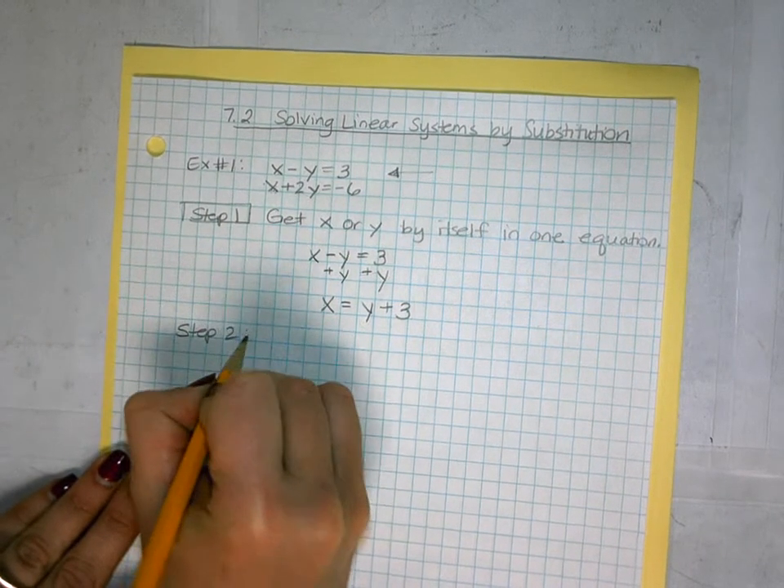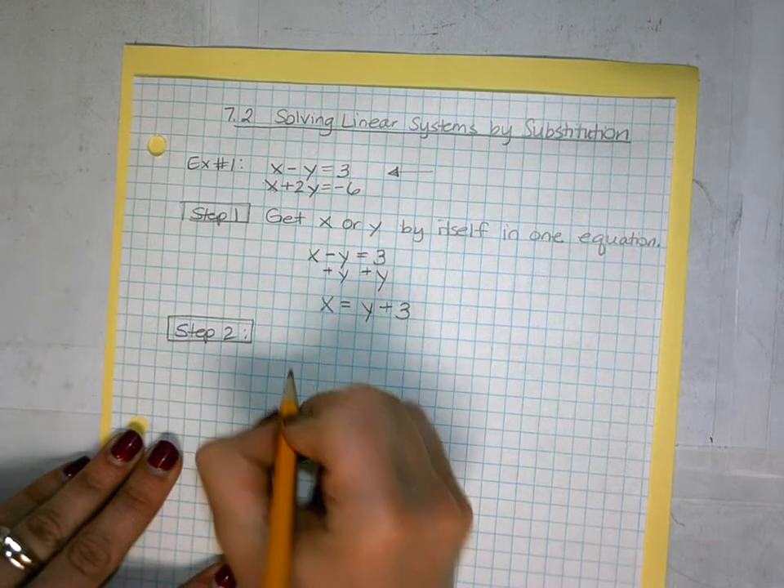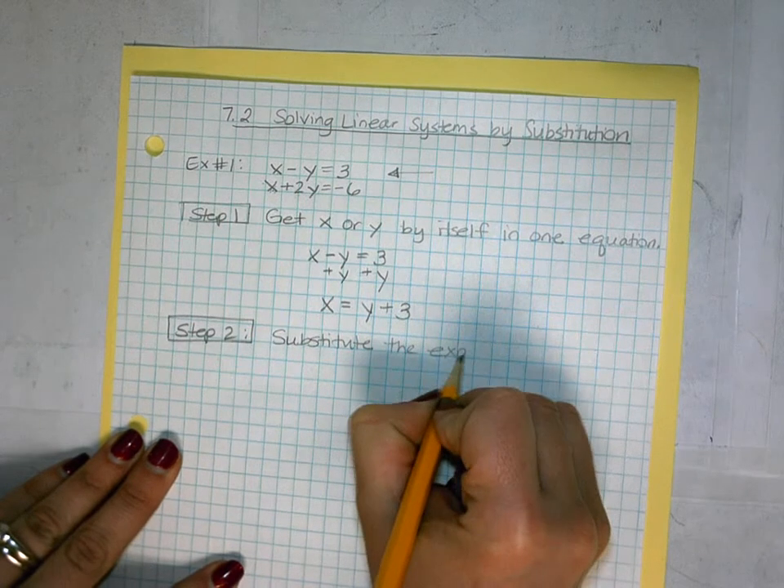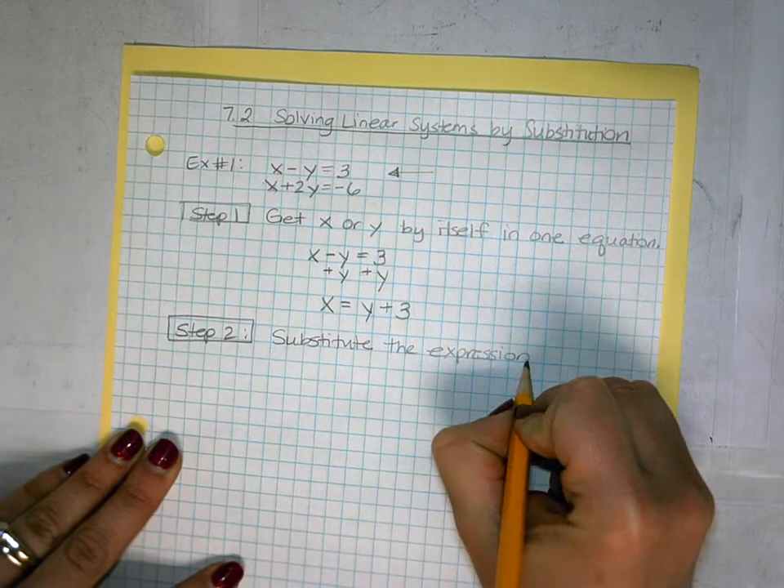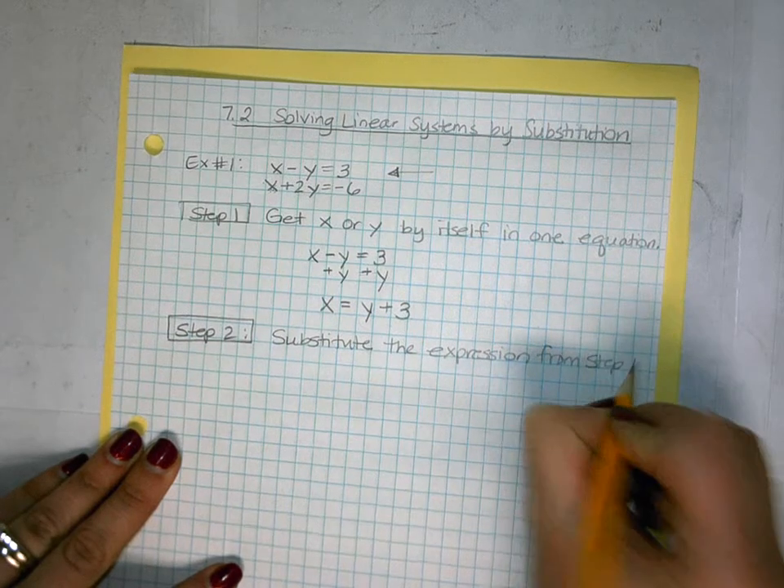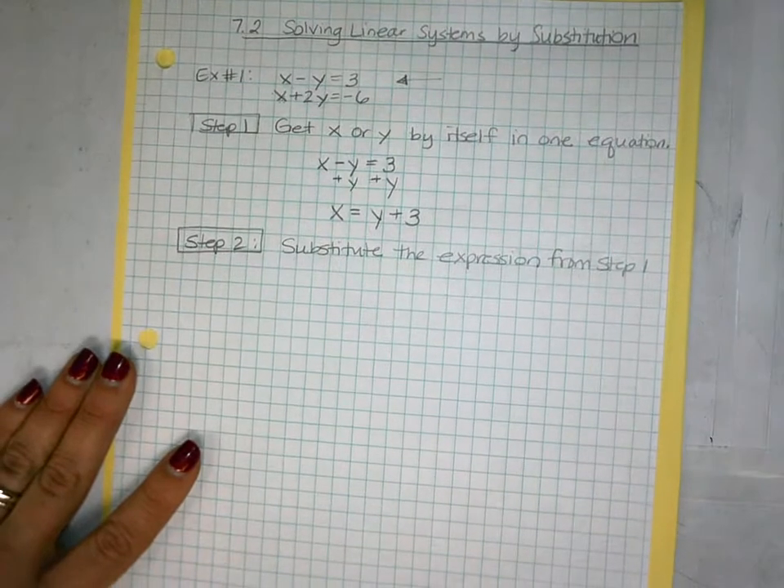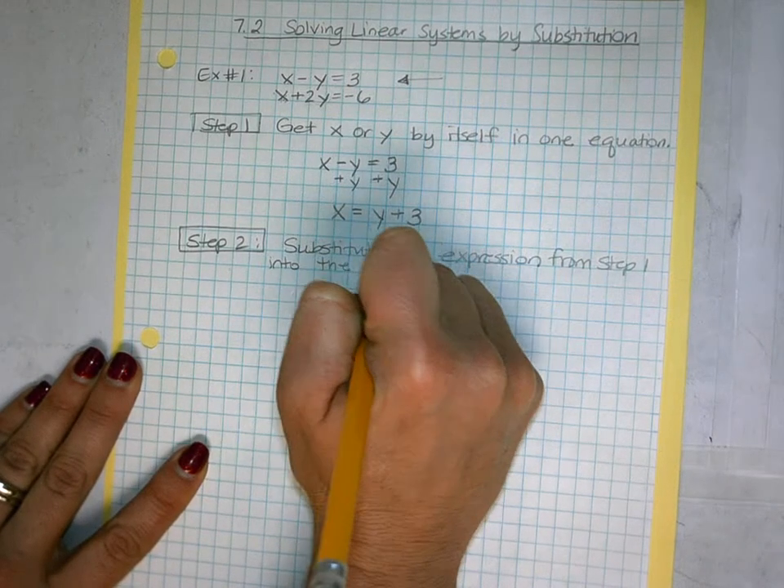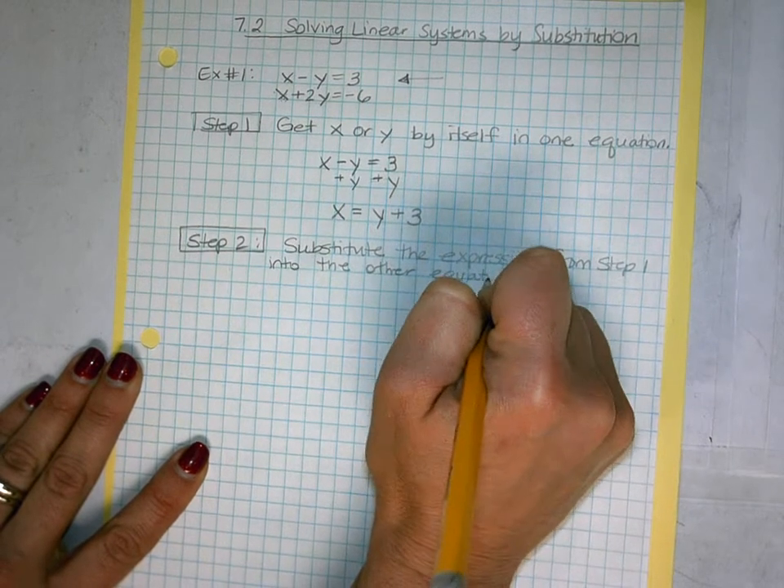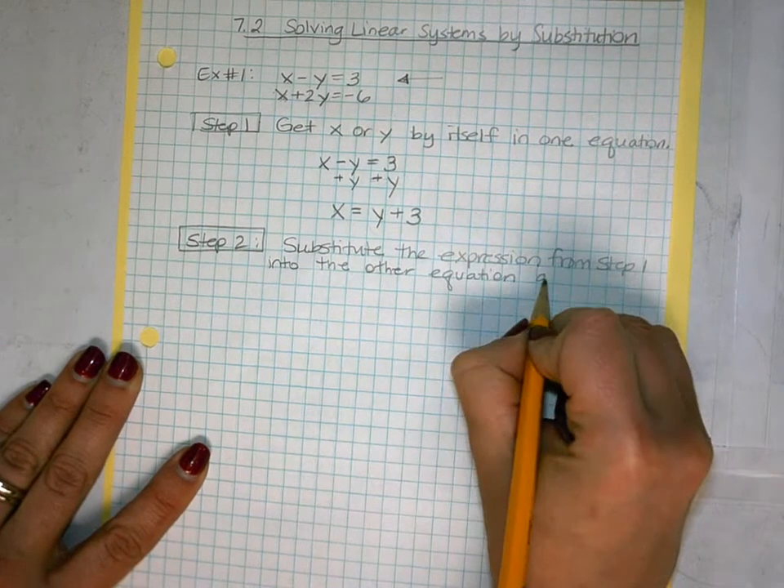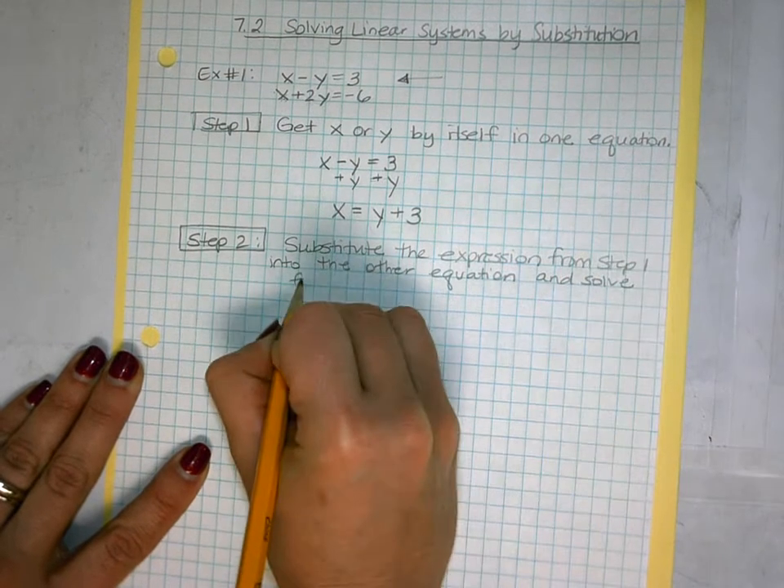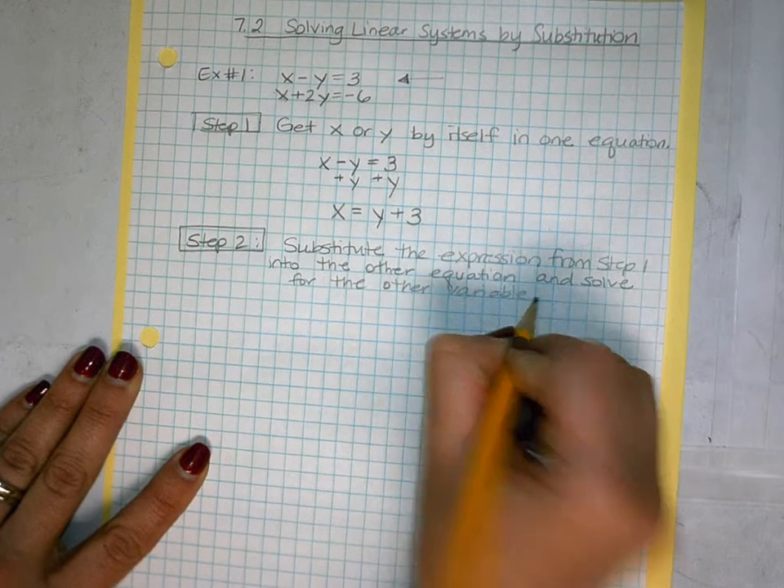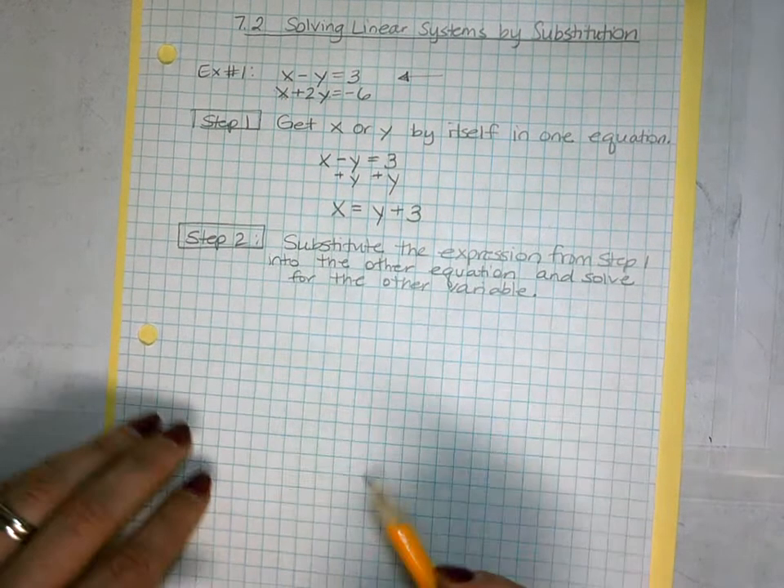So here's step 2. Let's write it down in words, and then I will show you mathematically. We are going to substitute the expression, which is the part that doesn't include the equal sign, from step 1, into the other equation and solve for the other variable. So solve for the variable you have. We're reducing it, going from having two variables to having one variable.